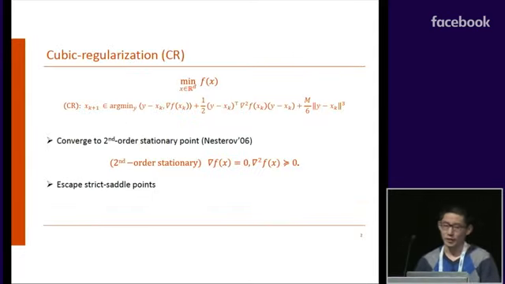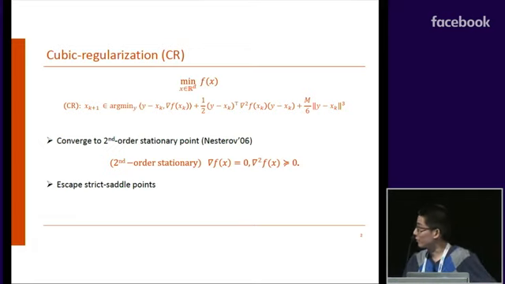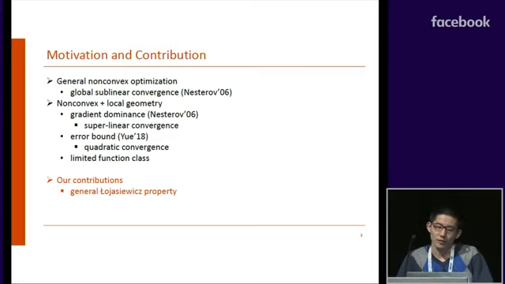Cubic regularization is an optimization procedure where at each iteration, we build an approximation model of the function based on the Taylor expansion. The next iterate is set to be the minimizer of this approximation model. This algorithm has been shown to converge to second-order stationary points in non-convex optimization and can escape strict saddle points. Existing works focus on convergence of cubic regularization in non-convex optimization, and a global sublinear convergence has been established. Other works studied the convergence under certain types of local geometries. However, these geometries correspond to a limited function class.